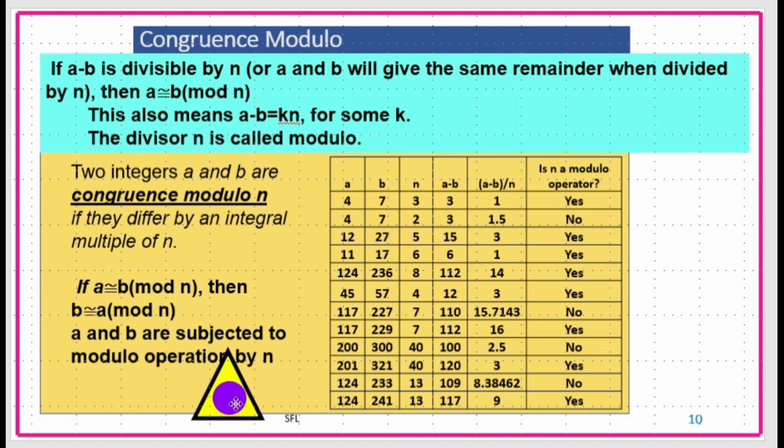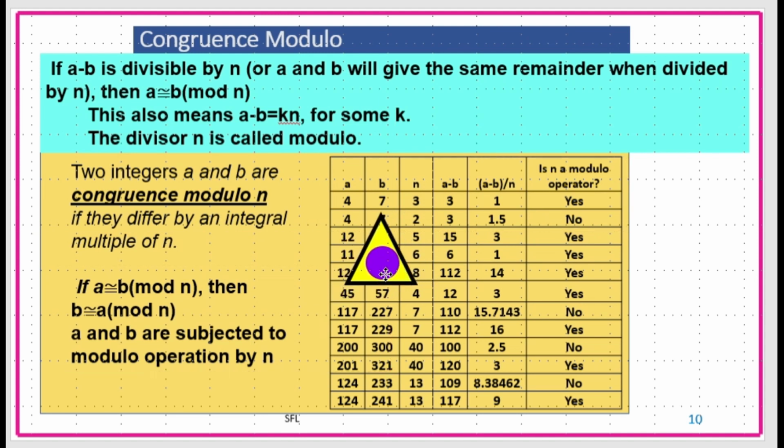a and b are subjected to modulo operation by n. Here a table is given: a, b, the divisor n, then a minus b, and a minus b by n. Wherever a minus b by n is an integer, then it is a modulo operator. Then we say yes. First, 4, 7. n is 3. 4 minus 7 is 3 in magnitude. 3 by 3 is 1. Therefore, it is a modulo operator.